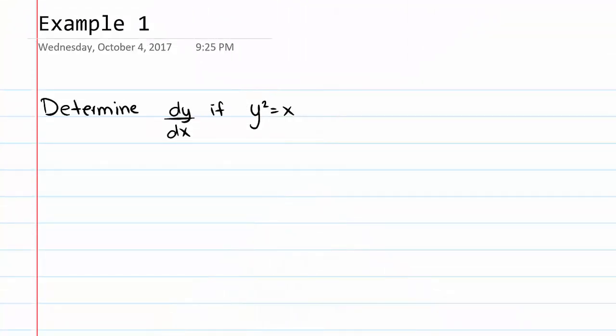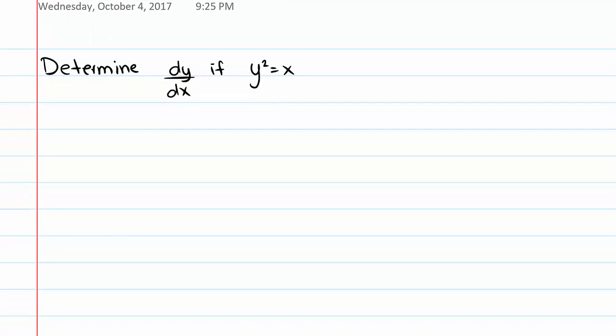Right, on to example 1. Example 1 says that we want to determine dy/dx if y squared is equal to x. To do this, we're going to take the derivative of both sides with respect to x. This is really important to understand: this dx is what we're taking the derivative with respect to. By doing this, we're going to determine dy/dx, sometimes otherwise known as y prime.